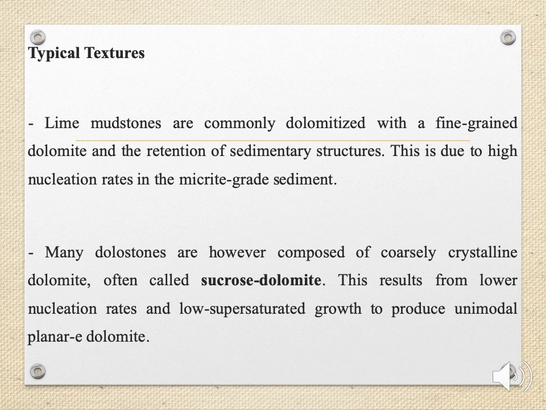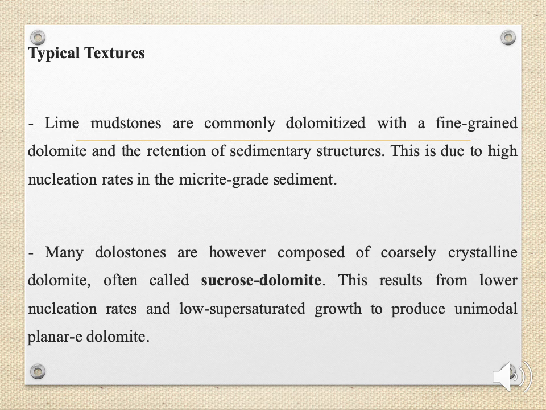Typical textures. Lime mudstones are commonly dolomitized with a fine-grained dolomite and the retention of sedimentary structures, and this is due to the high nucleation rates in micritic grade sediment. Many dolostones are, however, composed of coarsely crystalline dolomite, often called sucrose dolomite. Sucrose from sugar, and this is how these rocks tend to look, like it's made up of cemented sugar. And that's why they get that name.